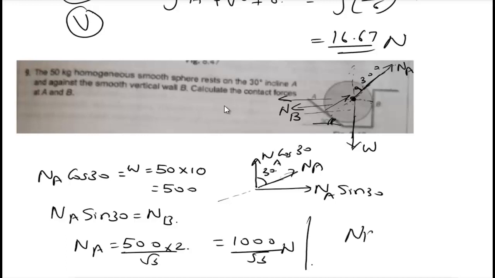And what about NB? NB is NA sin 30. NA is 1000 by root 3, and sin 30 is 1 by 2. So NB is 500 divided by root 3. Clear, children? This is how we will be solving this one.